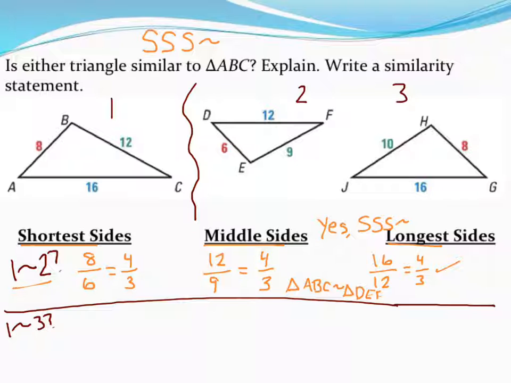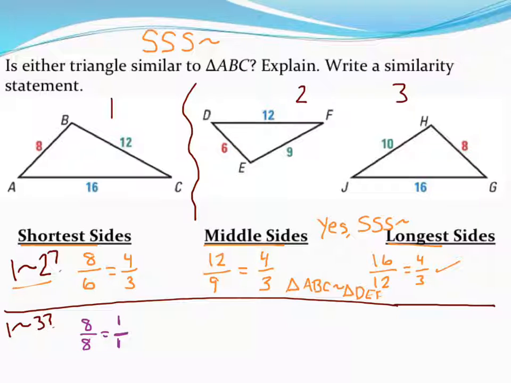Let's check triangle 1 and triangle 3 and see if they're similar. Once again, I'm going to start with matching up the shortest side. So the shortest side of the first triangle is still a length of 8. The shortest side of triangle 3 is also 8. And so that ratio simplifies to 1/1. Just based on that, you can probably see there's going to be an issue.